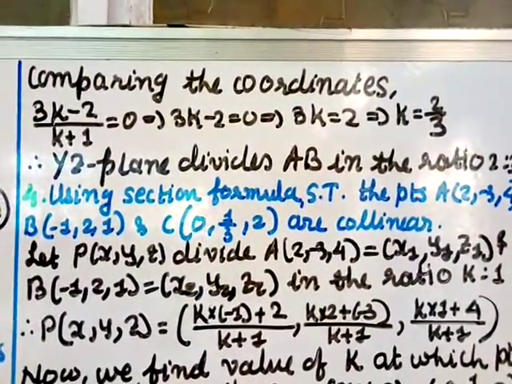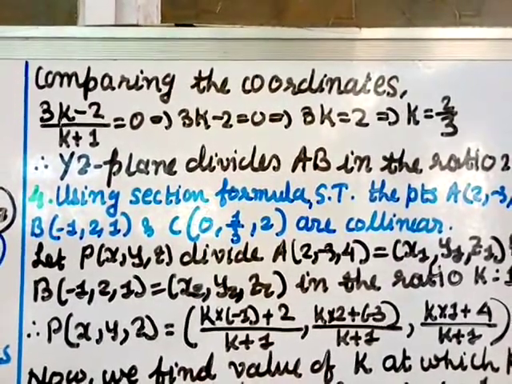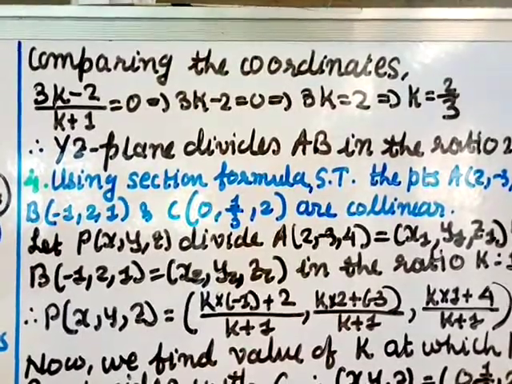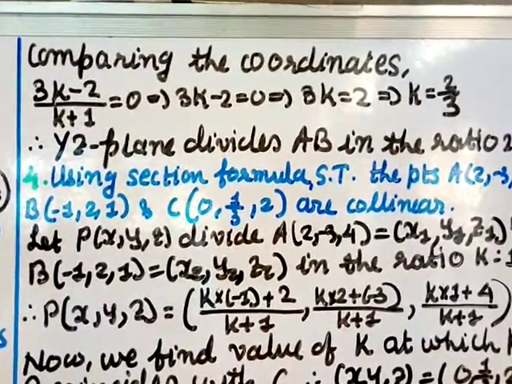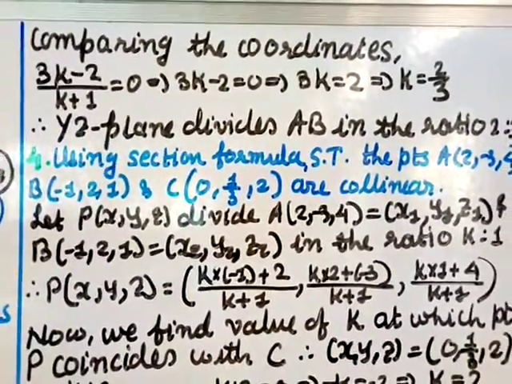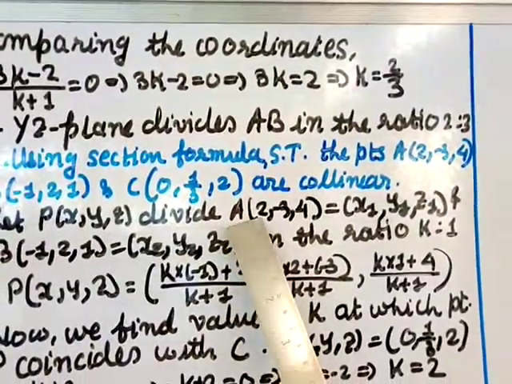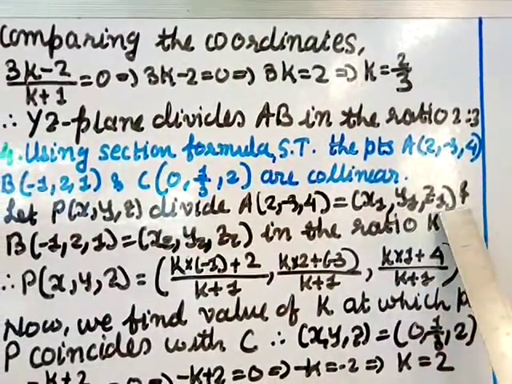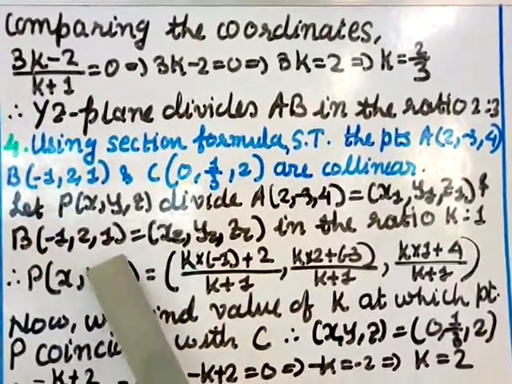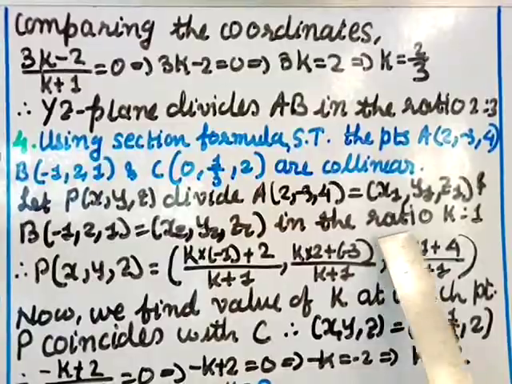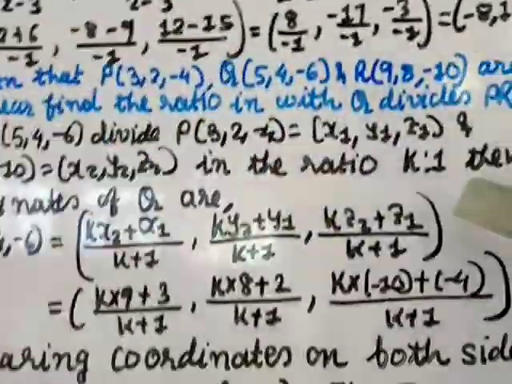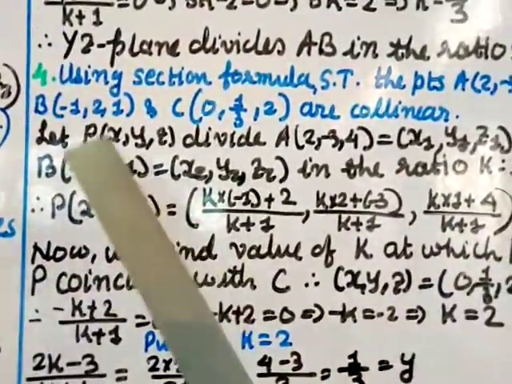Question number 4. Using the section formula, show that the points A (2, -3, 4), B (-1, 2, 1) and C (0, 1/3, 2) are collinear. Let P(x, y, z) divide A, this point (2, -3, 4), call it x1, y1, z1, and B, this point (-1, 2, 1), call it x2, y2, z2, in the ratio k is to 1. Now the formula which I have given before, I am going to use directly.